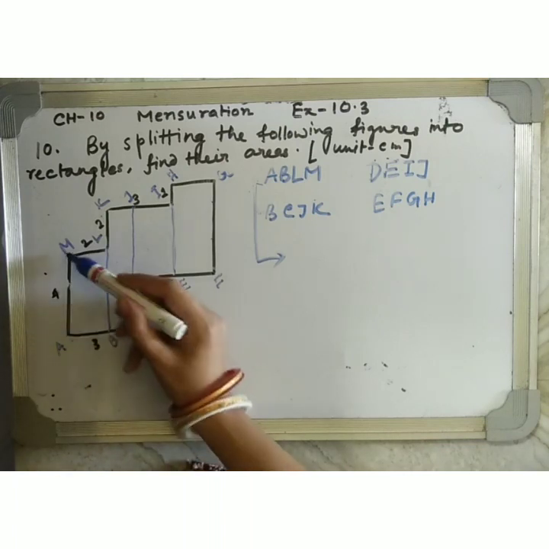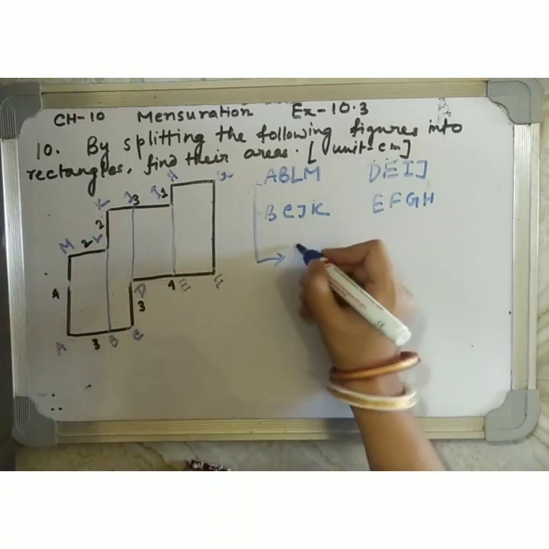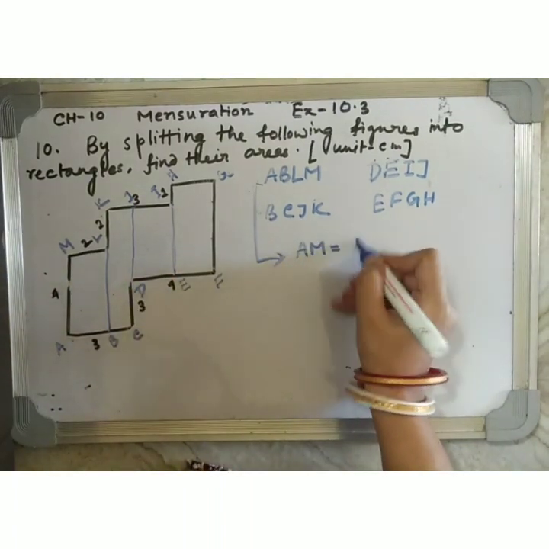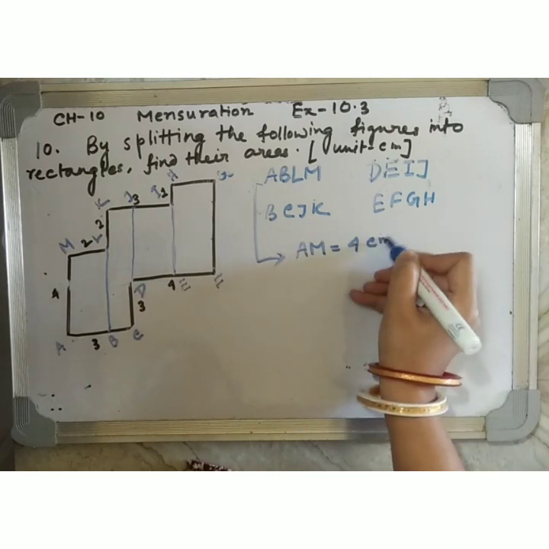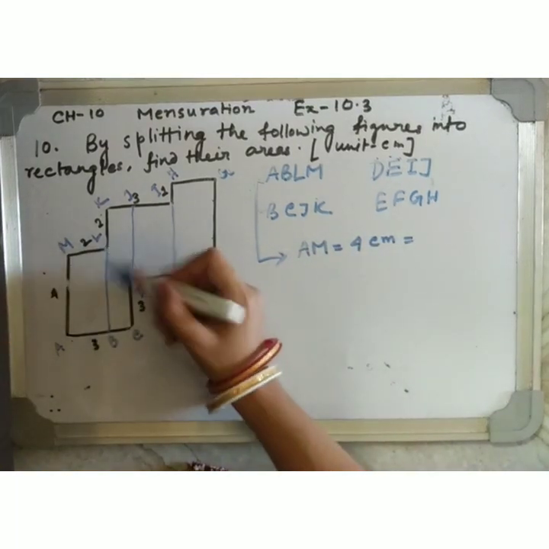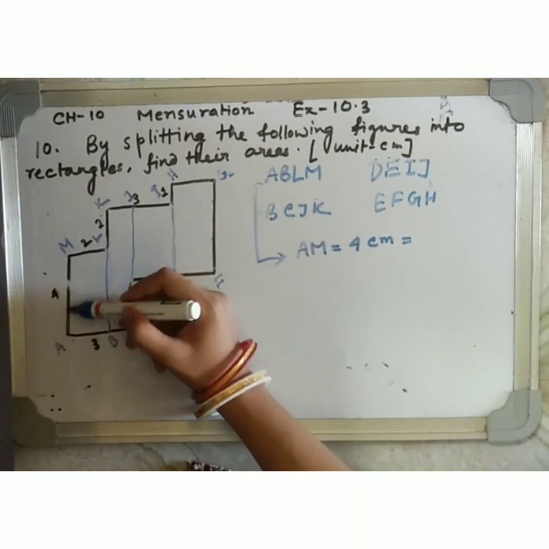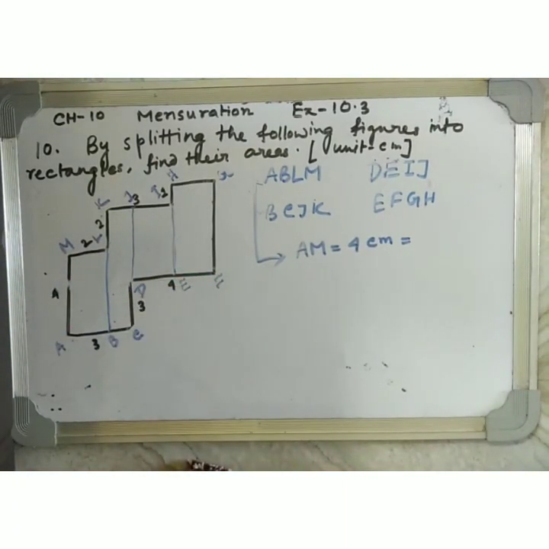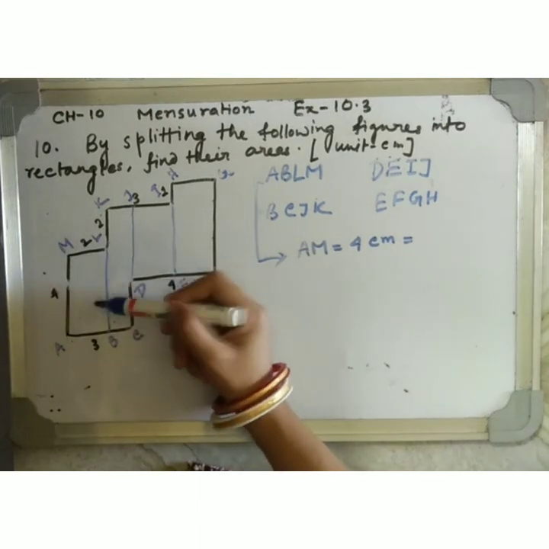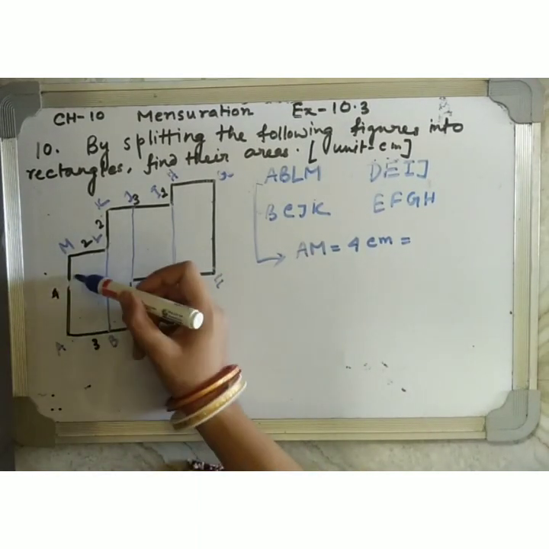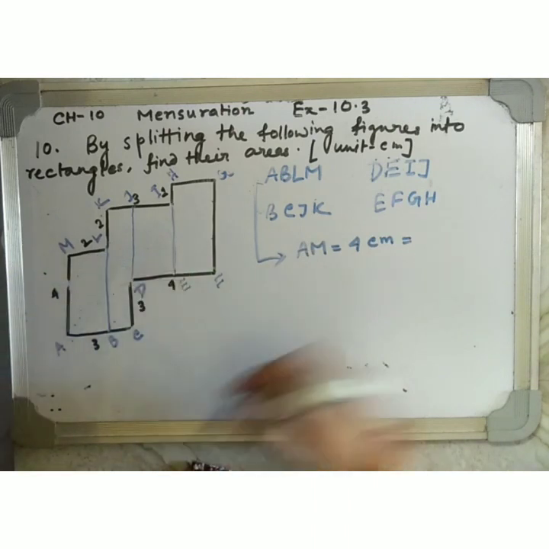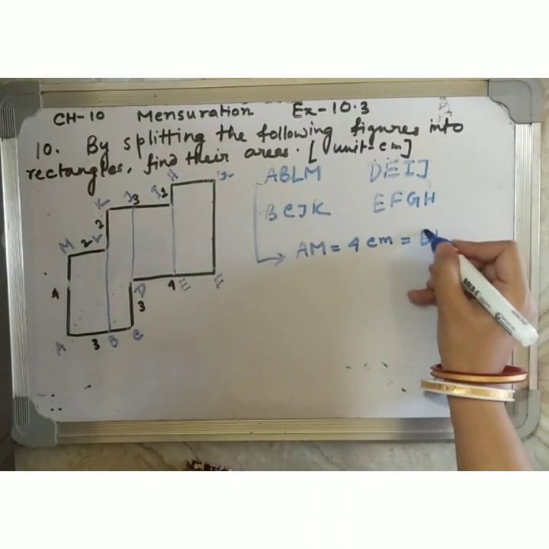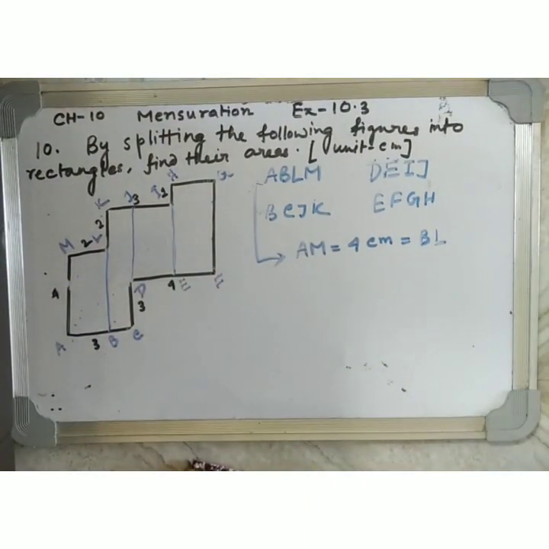So we know the length of AM, which is 4 centimeter, and this is also equal to BL. AM and BL are the opposite sides of the rectangle which is formed. So AM and BL are equal in length, and since AM is 4 centimeter, BL will also be 4 centimeter.